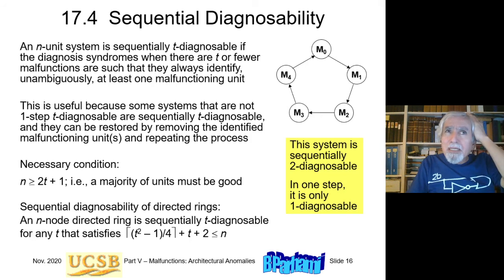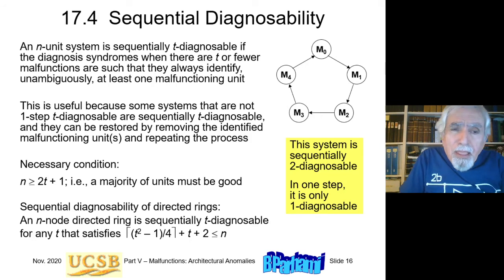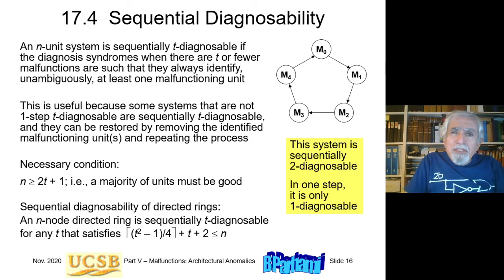Okay, the next idea is that of sequential diagnosability. One-step diagnosability means in one step, we just say, okay, let's say we have a whole bunch of modules, 10 modules. We say, okay, M0, M3, M5 are the malfunctioning units in one step. In sequential diagnosability, the requirement is for us to be able to identify one malfunctioning unit.